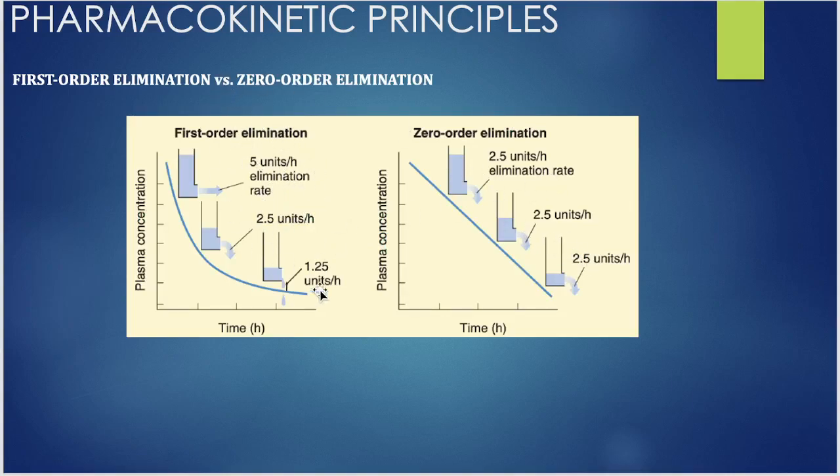Dito, is just the half-life. You divide it ng 2. So, 5 divided by 2, 2.5. 2.5 divided by 2, 1.25. 1.25 divided by 2, and so on.